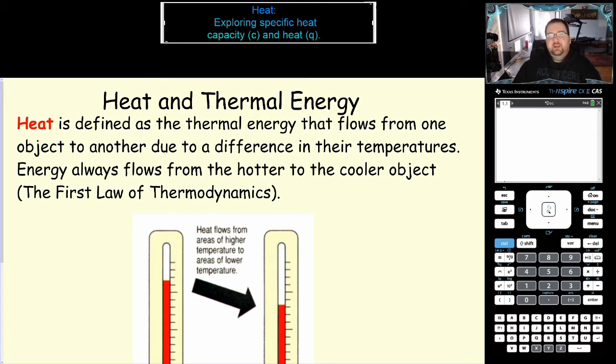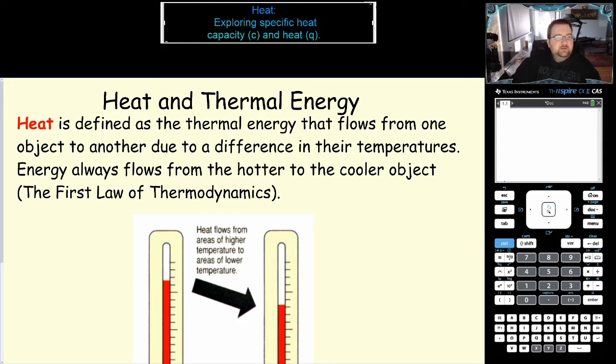Today we're going to be continuing on in our unit of heat. We're going to look specifically today at a definition of thermal energy and heat, and also look at the specific heat capacity of objects, and then calculate how much heat is gained or lost from systems.